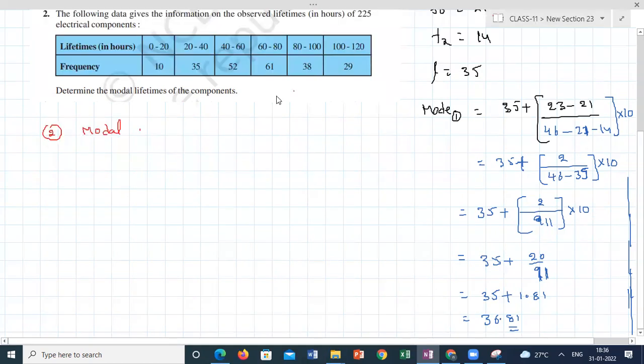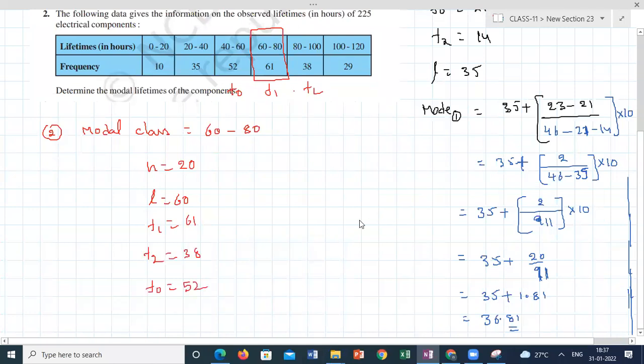So this is F1, so F1 is equal to 61, F2 is equal to 38, F0 is equal to 52. Calculate, students, using L plus F1 minus F0 by 2F1 minus F0 minus F2 into H. Correct? Substitute and let me know what is the answer for this. Guys, please respond.